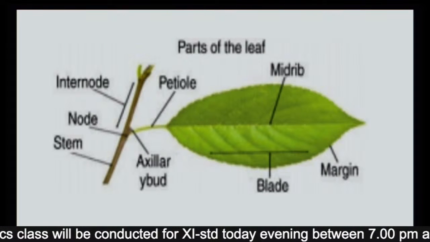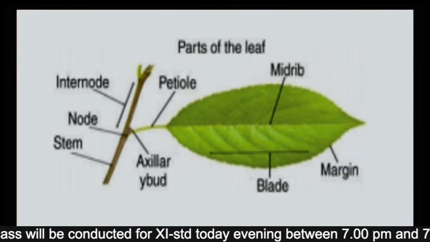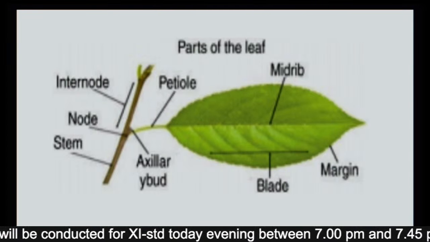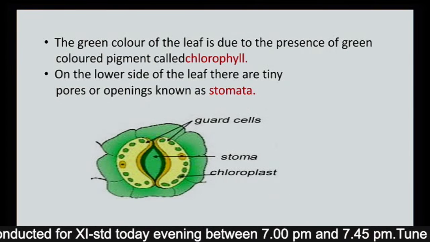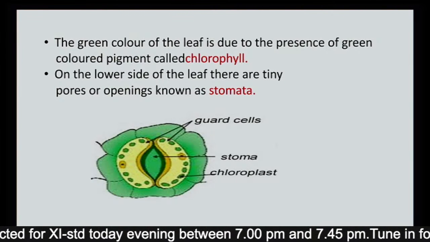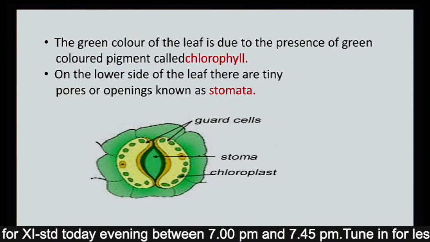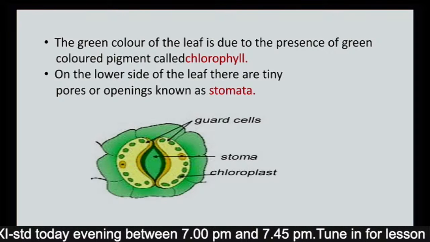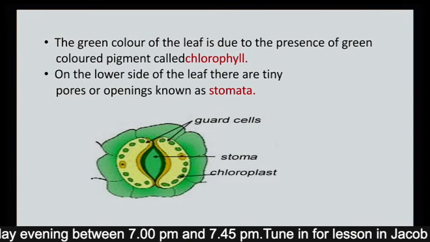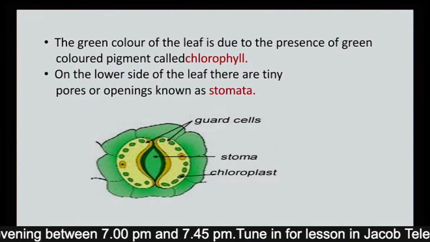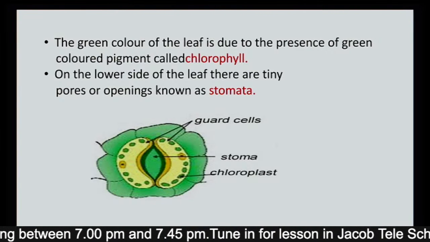The bud at the axil of the leaf is called the axillary bud. These are the parts of a leaf. The green color of the leaf is due to the presence of a green colored pigment called chlorophyll. I already told you why the leaves are green in color: the presence of chlorophyll pigment in the leaves makes the leaves look green in color.